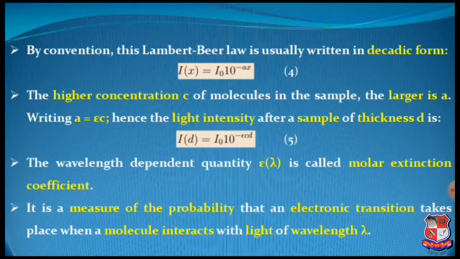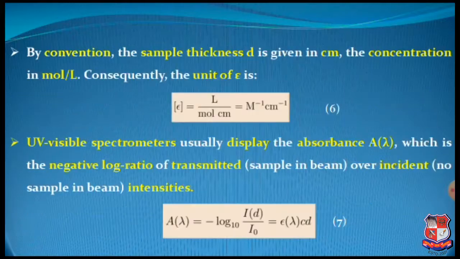It is a measure of the probability that an electronic transition takes place when a molecule interacts with light of wavelength lambda, and here the wavelength will be in the range of UV and visible wavelengths. By convention, the sample thickness d is given in centimeter and the concentration is given in mole per liter, that is molarity. Consequently, the unit of the molar extinction coefficient, epsilon, is liter per mole per centimeter.